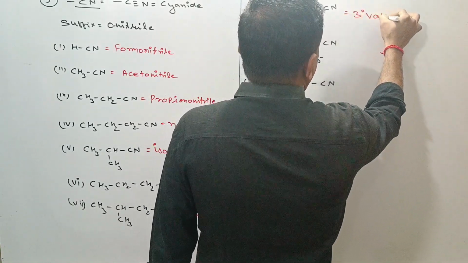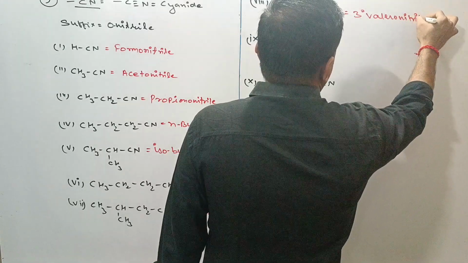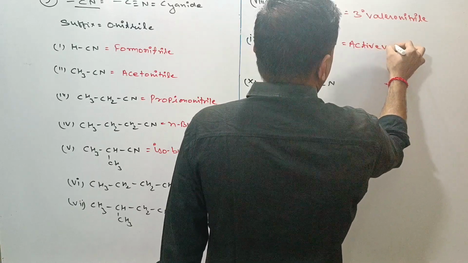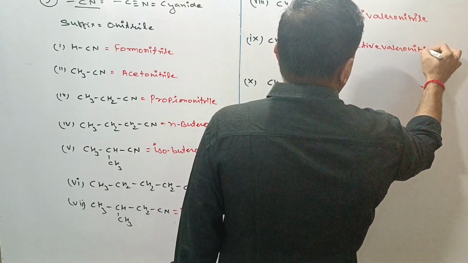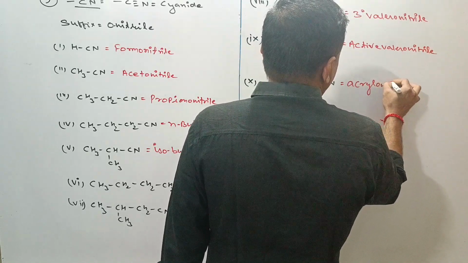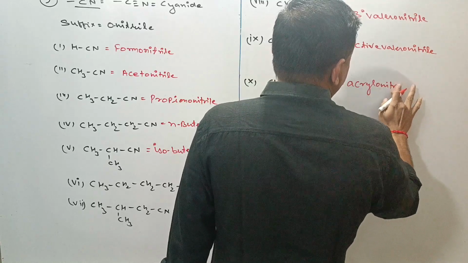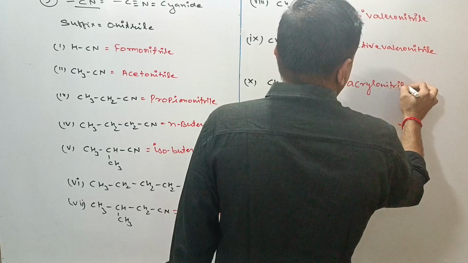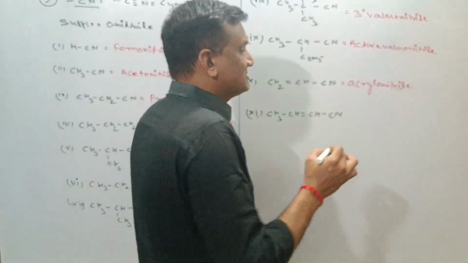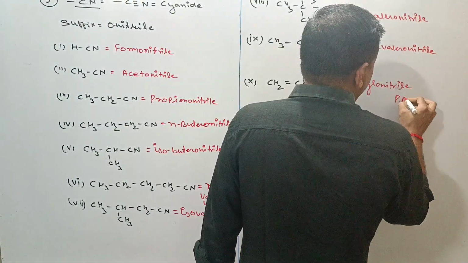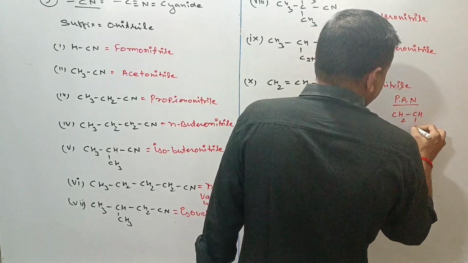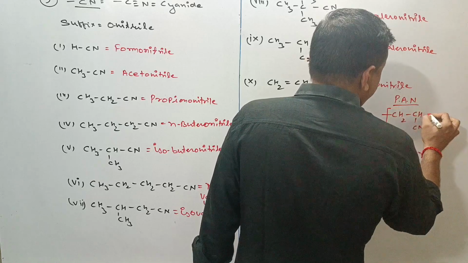Now this is known as tertiary valeronitrile, and this is called active valeronitrile. This is the 3 carbon acrylonitrile. It's a very important nitrile. It's a very important monomer unit which is used for the formation of polyacrylonitrile as a polymer. This is the structure of PAN, polyacrylonitrile. It's a very important polymer also.